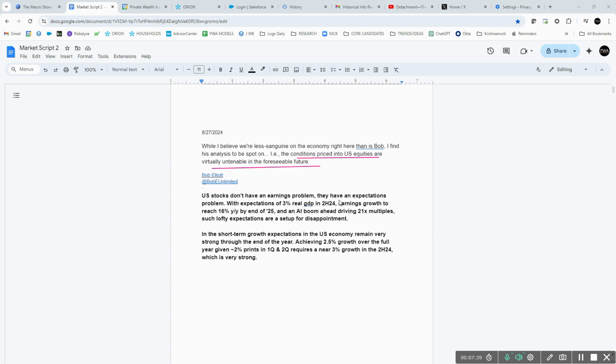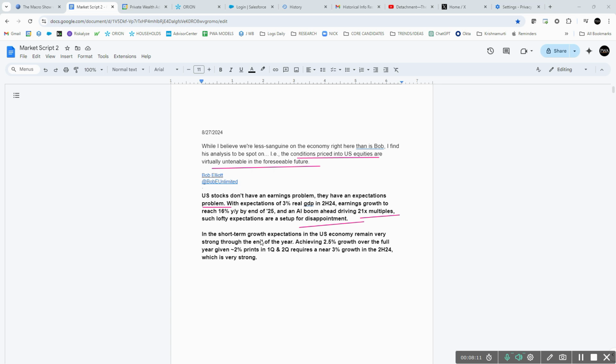These are his statements. U.S. stocks don't have an earnings problem. They have an expectations problem. With expectations of 3% real GDP in the second half of 2024, earnings growth to reach 16% year over year by end of 2025, and an AI boom ahead driving 21 times price to earnings multiples, such lofty expectations are a setup for disappointment. Big time, if indeed there's a recession coming.